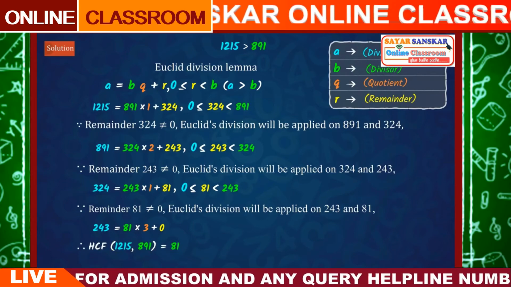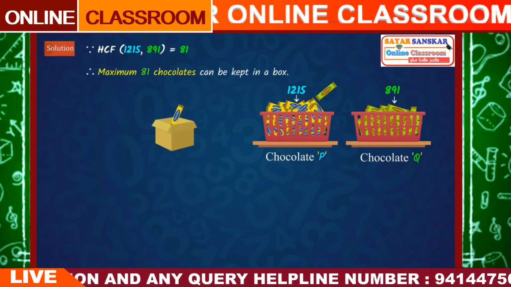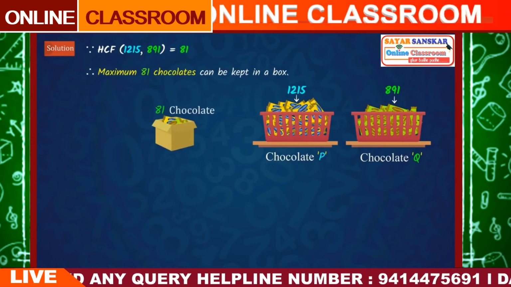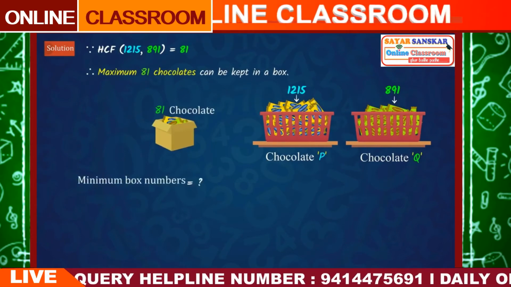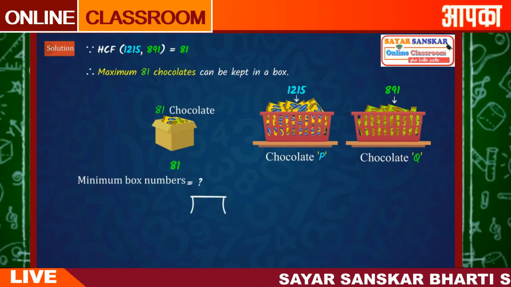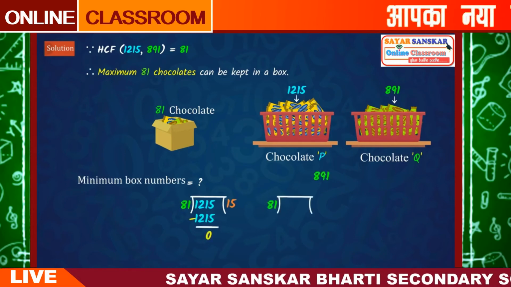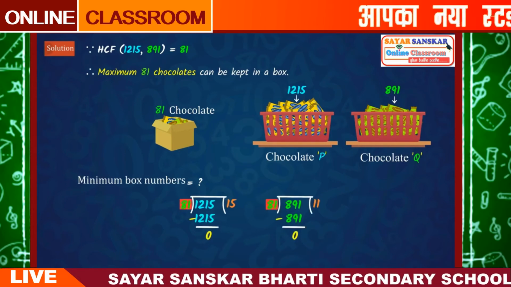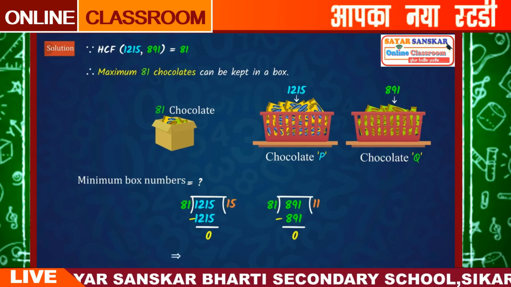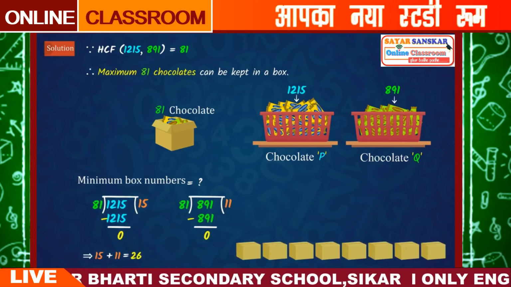Since we have to find the minimum number of boxes required, can you tell what we have to do in order to find this? Well done. If we divide the number of chocolates P and chocolate Q by 81, that is the maximum number of chocolates that can be kept in a box, and add the quotients of these, we get 26, which is the minimum number of boxes required. Hence minimum 26 boxes are required to keep the chocolates.